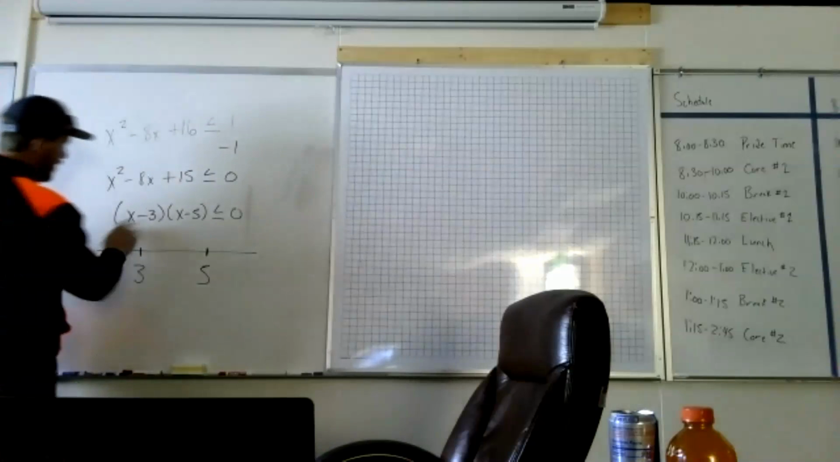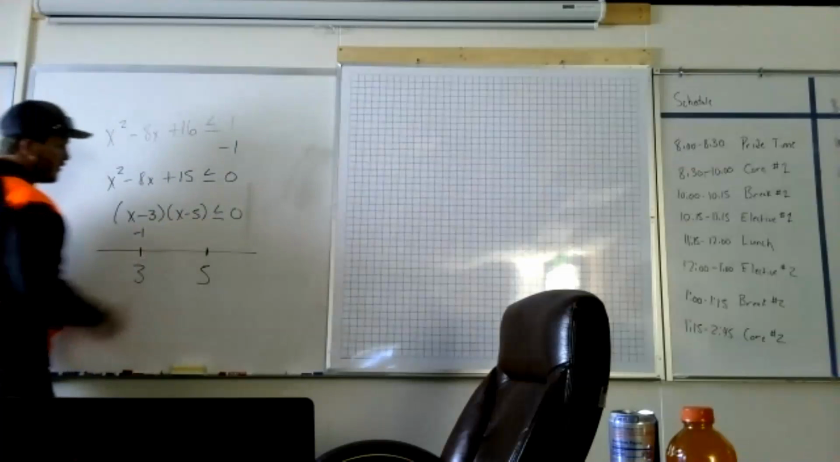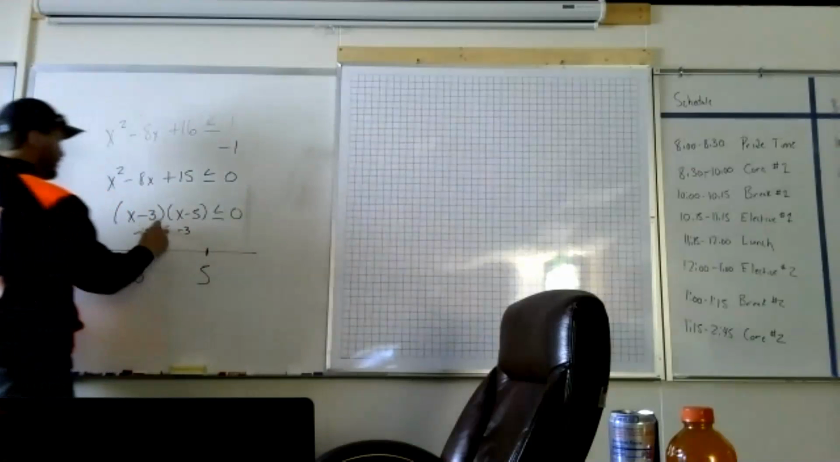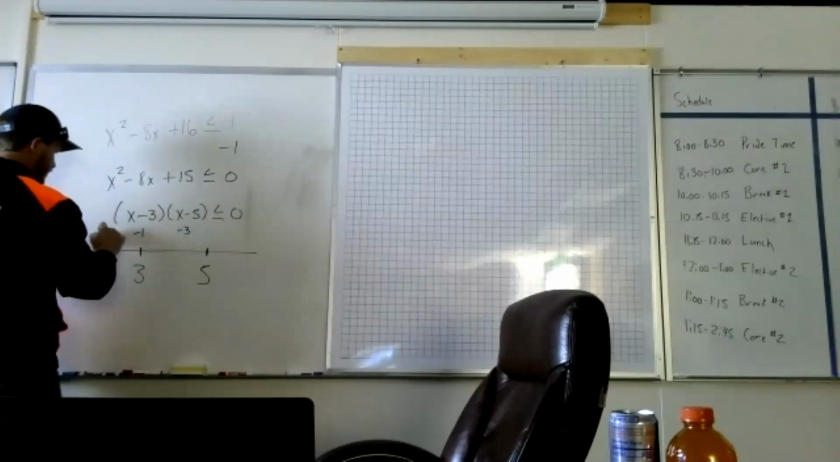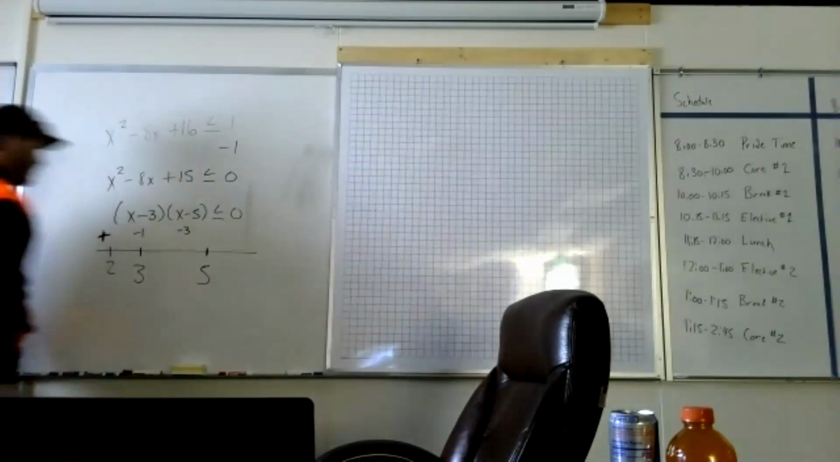So 2 minus 3 yields a negative 1. 2 minus 5 yields a negative 3. Negative 1 times negative 3 is positive. It's positive 3. I did that just by plugging 2 into my equation.